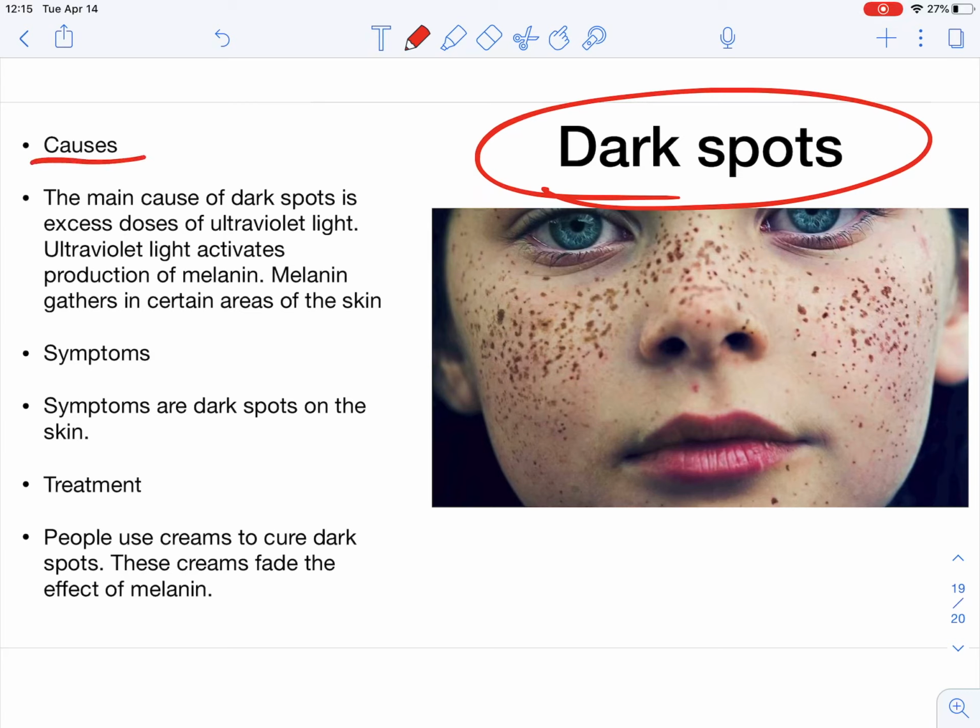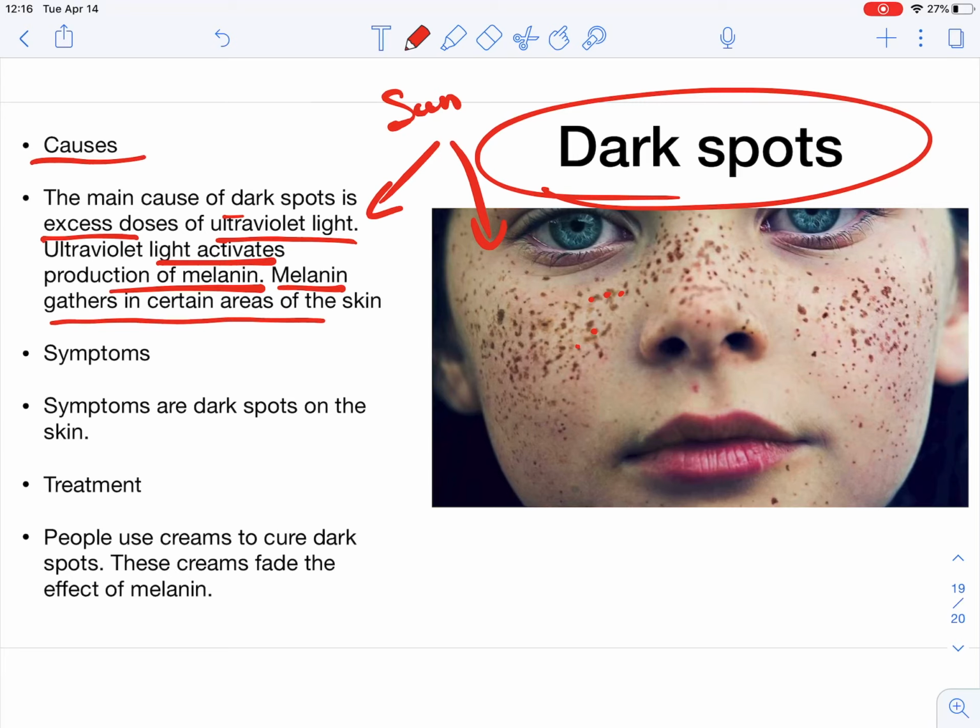Dark spots. The main cause of dark spots is excess doses of ultraviolet light. It means excess sunlight. Light activates production of melanin, and the melanin gathers in certain areas in the skin. These dark spots are the melanin that is activated by the sun.